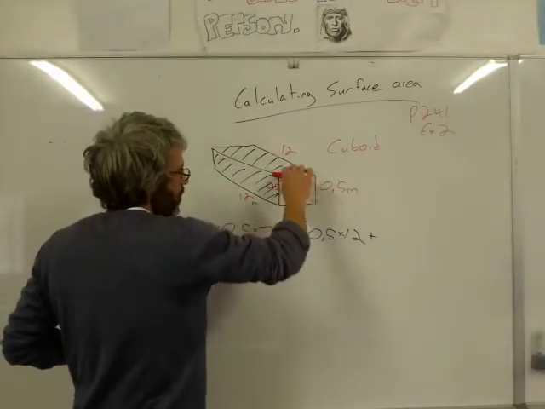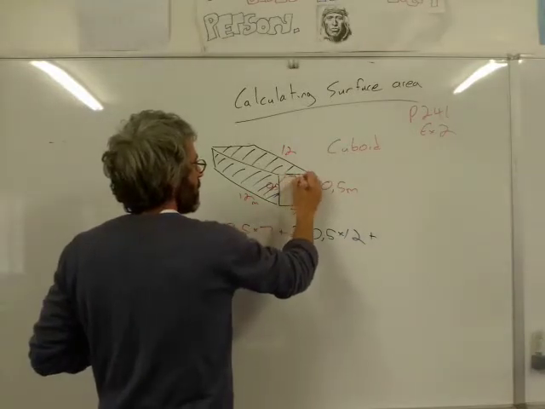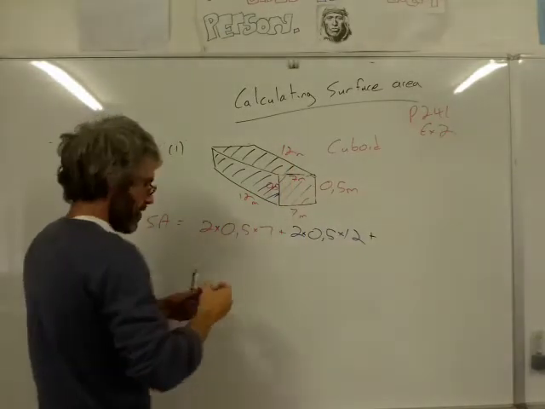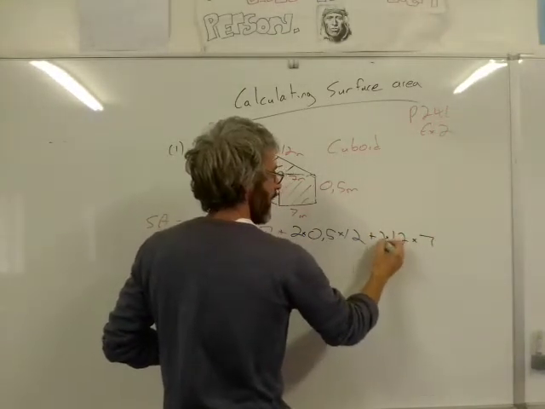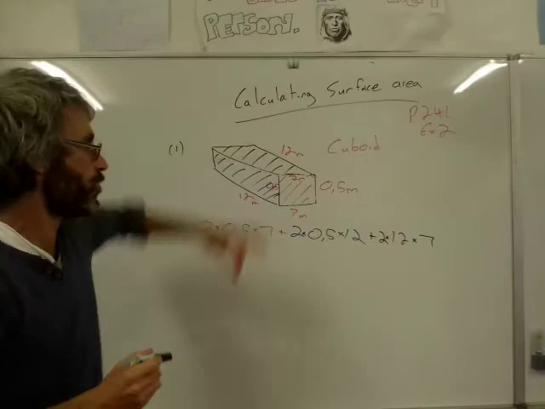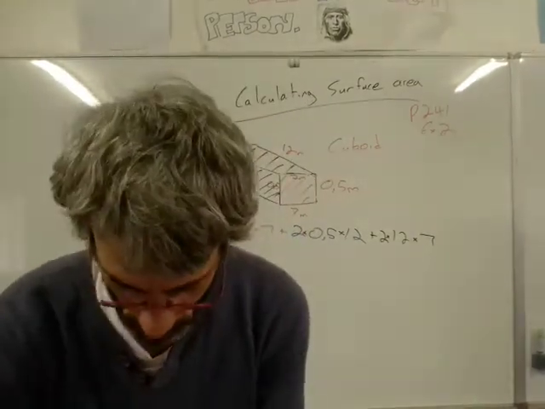Now this is 12. What length is this? It's the same as that. So this is 7 as well. Okay. So the area here is 12 times 7. And obviously I need to multiply it by 2 because I have top and bottom. Okay? Right? I'll just calculate.